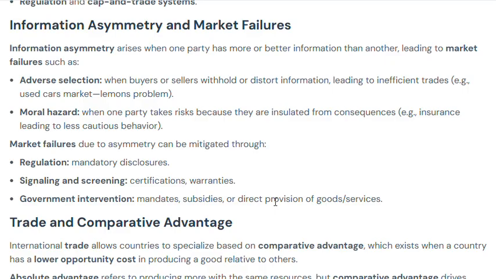Market failures due to asymmetry can be mitigated through regulation, like mandatory disclosures, signaling and screening, certifications, warranties, and government intervention, mandates, subsidies, or direct provision of goods and services.